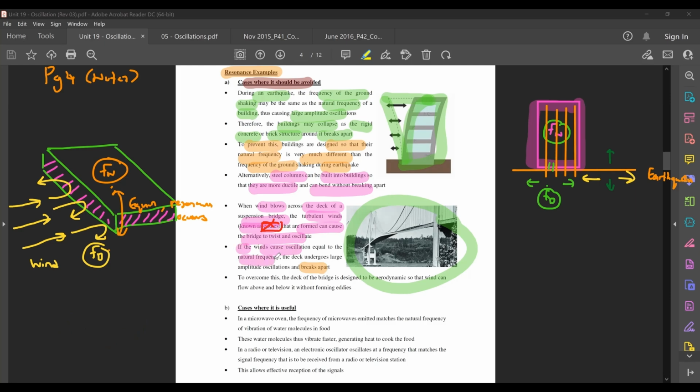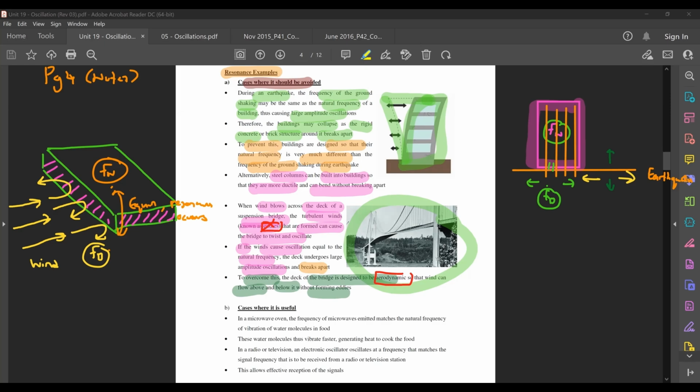If the winds cause oscillation equal to the natural frequency, your deck will start to have large amplitude oscillation and break apart. So to overcome this, what you do is that you design your bridge to be aerodynamic so that wind can flow above and below it without forming eddies, so that your wind doesn't just simply turn back and forth.